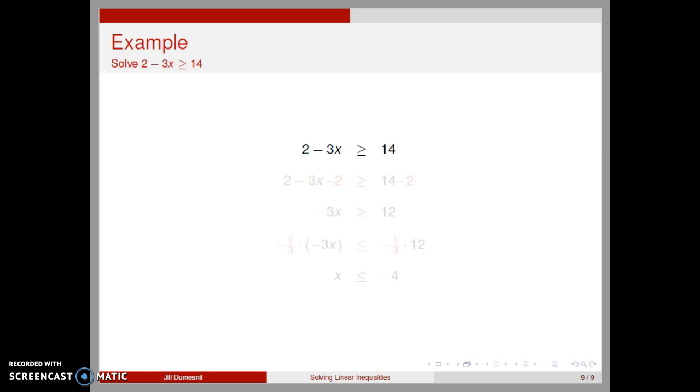For one final example, let's solve the inequality 2 minus 3x greater than or equal to 14. We can subtract 2 from both sides, which produces -3x is greater than 12. Now we want to multiply on both sides by a -1/3, and when we multiply by a negative, the inequality sign reverses immediately in that step. Therefore, we get that x is less than or equal to -4.